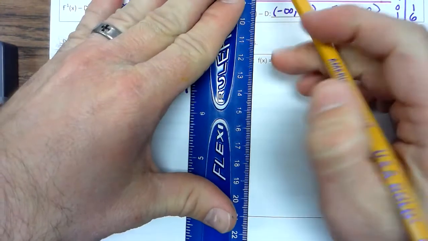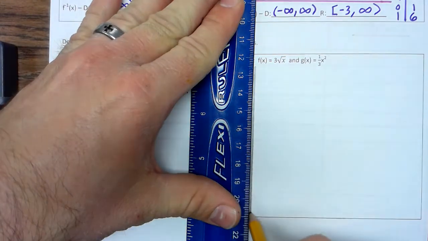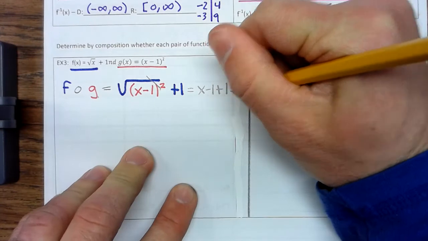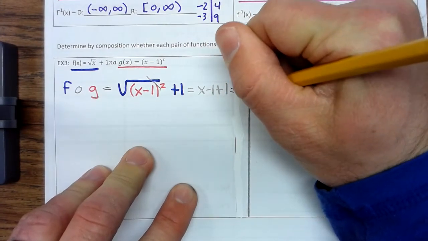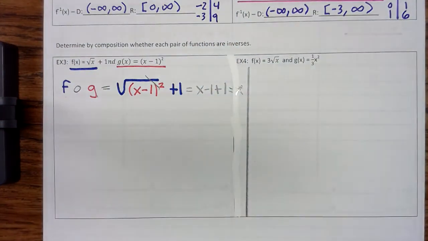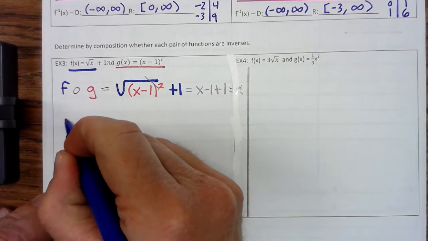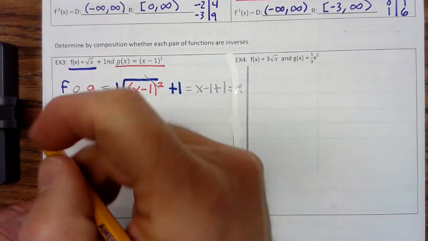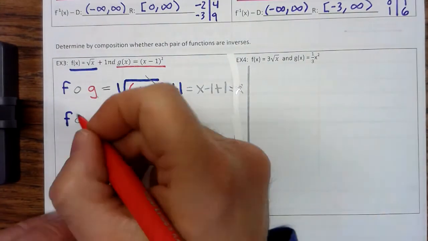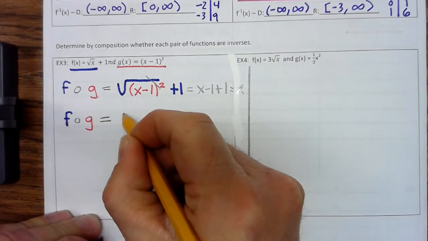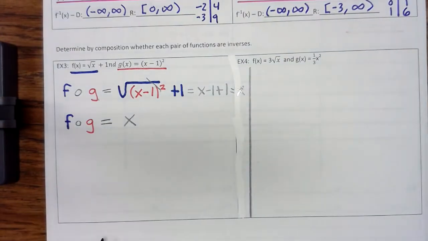And I'm going to move this line right here. So -1 plus 1 equals x. So we can say that f of g equals x. So far they can be inverses.